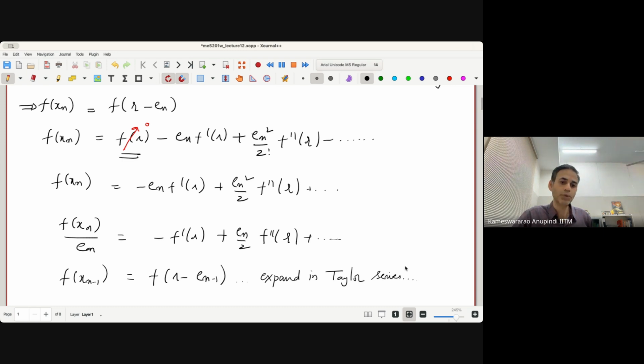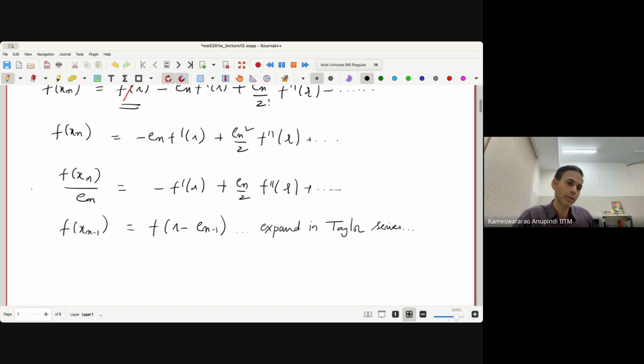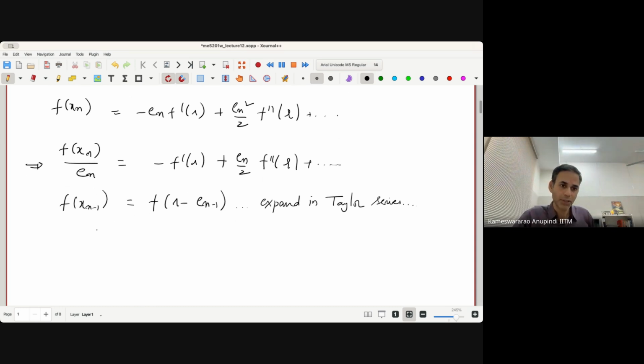Okay, and proceed and so on. Eventually, I'm going to end up with a similar looking equation, but instead of n, I'm going to get n minus 1. That's the only change that's going to happen. So I'm simply writing this equation with n replaced with n minus 1.